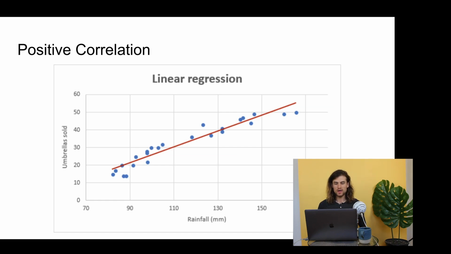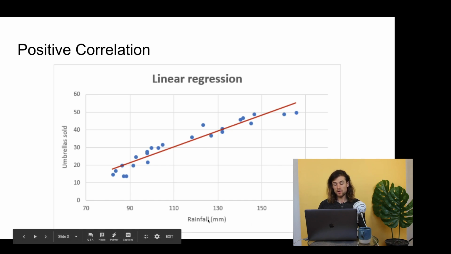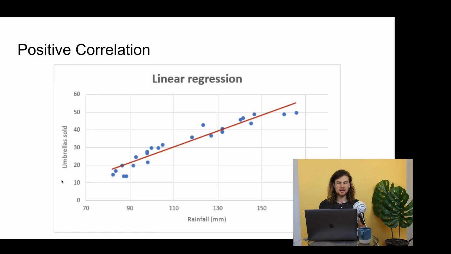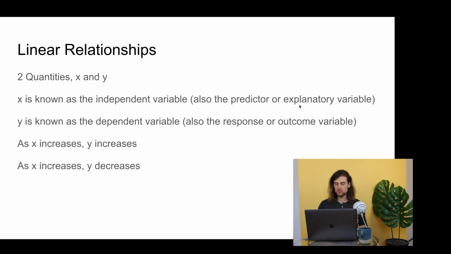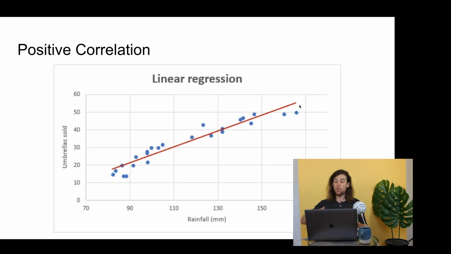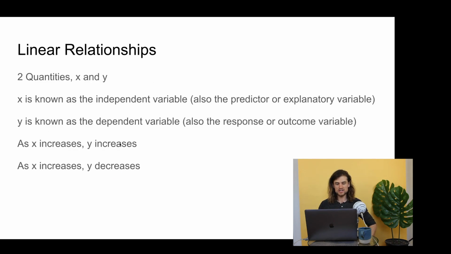This is a linear regression right here, comparing rainfall in millimeters to umbrellas sold, right? So the independent variable is the rainfall. That's the one that is the predictor or the explanatory variable, right? Because it explains when it rains, right? When the rain increases, people buy umbrellas, right? So the rainfall explains the umbrellas in some type of way, right? So as rainfall increases, umbrella sales also increase, right? So that's this first relationship right here.